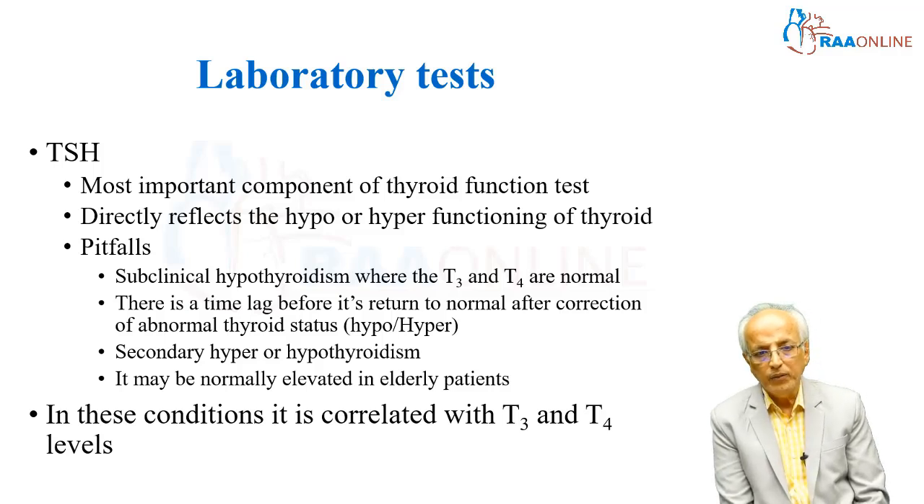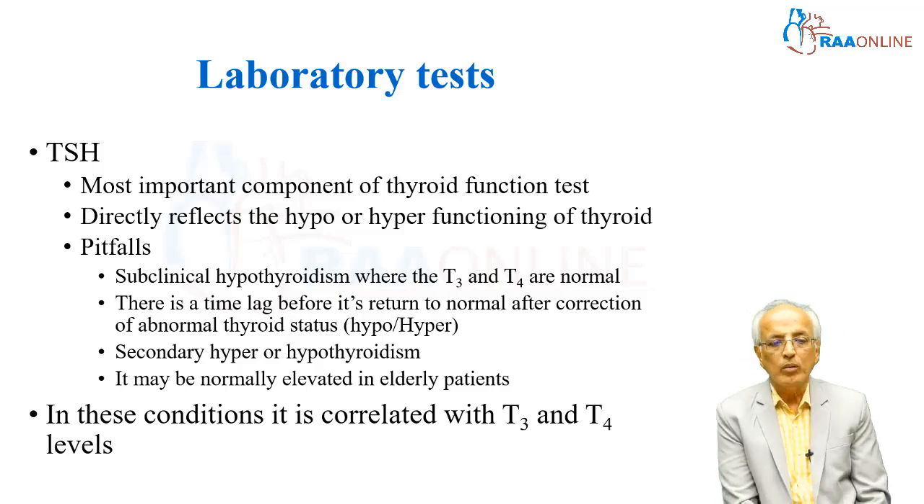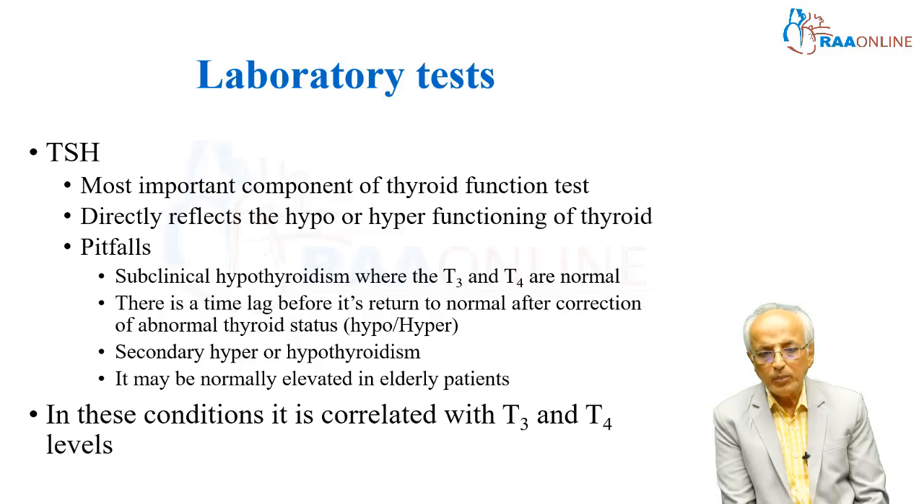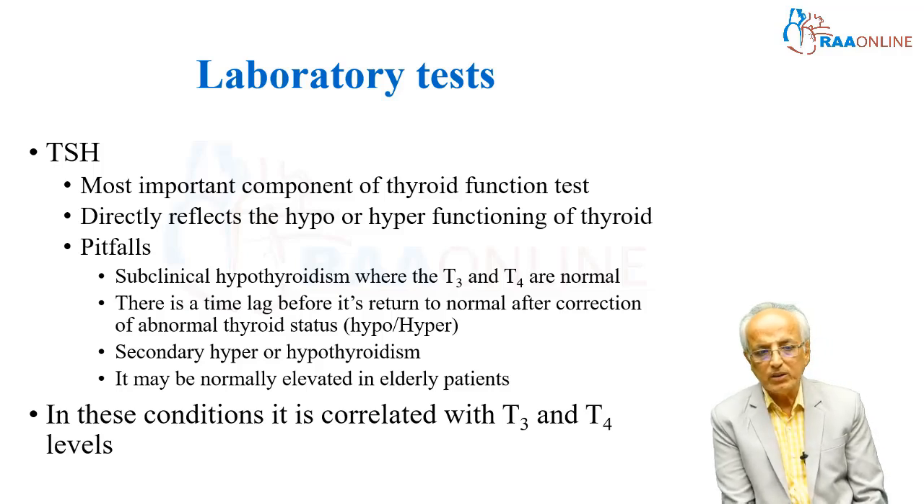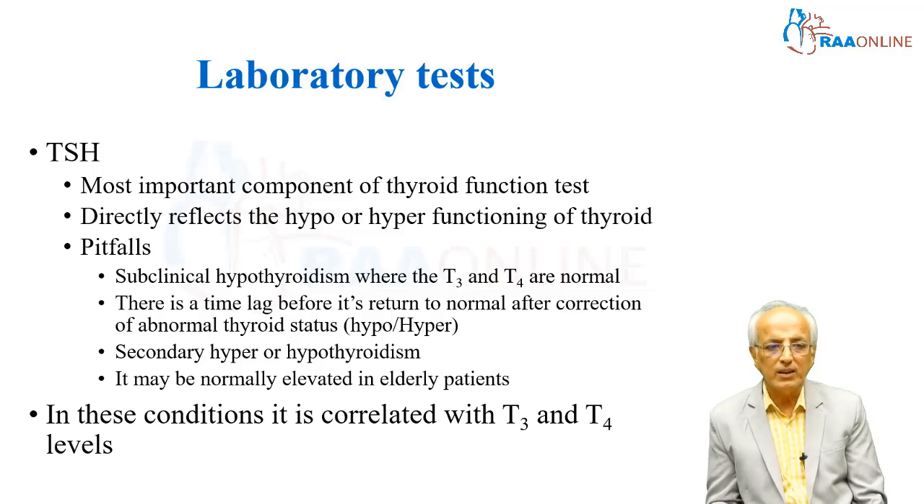Classically, when the TSH is elevated with the T3, T4 elevation, it is obviously not a primary thyroid disease. It is secondary to a TSH secreting tumor in the pituitary gland. Most important thing to remember is it may be normally elevated in elderly people. So, TSH interpretation in an elderly person has to be carefully done. So, in all these conditions, the T3, T4 level is not correlated with the TSH.